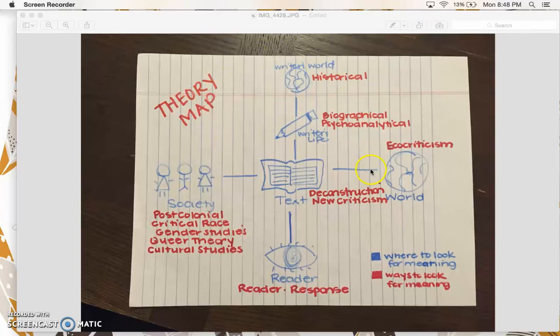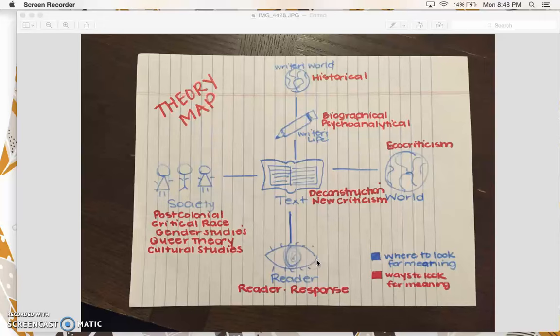Just to recap, all of these blue icons represent different places that you can find meaning. You can look for meaning in the text, you can look for meaning in the author's life, you can use the text to look for meaning in the world, you can use the text to look for meaning in society, or you can look for meaning in your own reaction to the text as a reader.